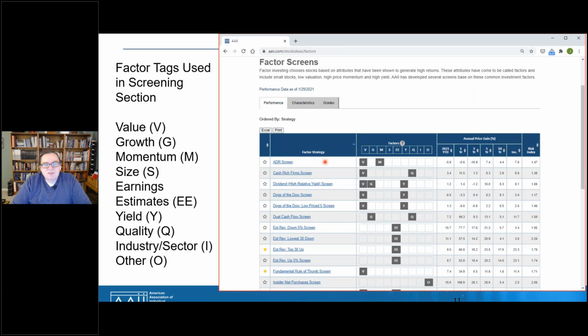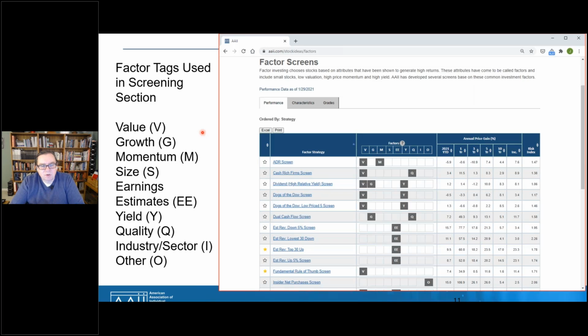So any screen, whether it's a factor screen or a guru screen, we've taken the effort to try to categorize what are the factors, what are the elements that help determine what passes in those screens. So in the case of the ADR screen, it has some element of value as well as some element of momentum, being price momentum. And so these are the factors that we use to categorize everything, whether it's based upon a guru or whether it's based upon factors.